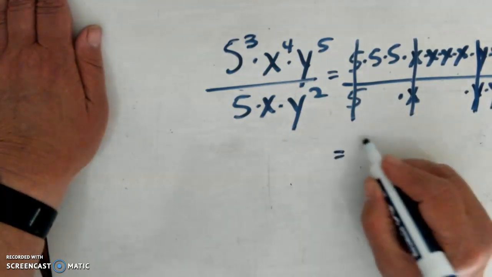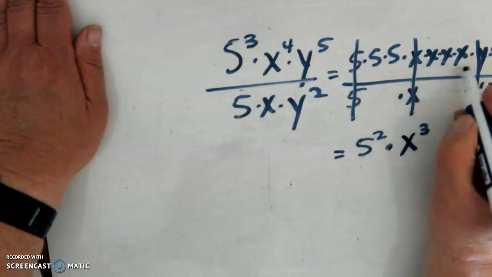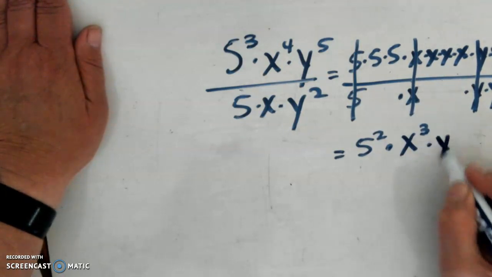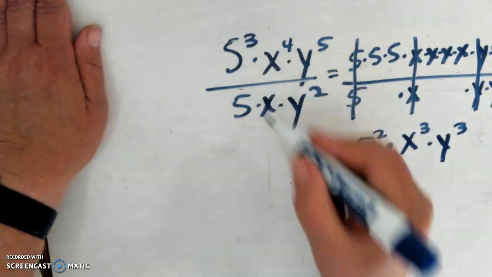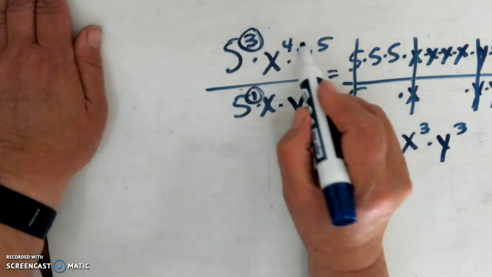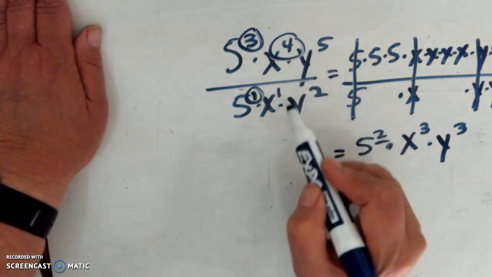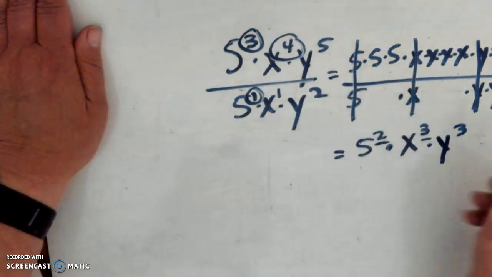So this then becomes 5 squared, because there's 2 of them, times x to the 3rd power, there's 3 being multiplied together, times y to the 3rd power. And if I look at this, well, 3 minus 1 is 2. 4 minus 1 is 3, and if there's nothing here, that's a 1 actually. And 5 minus 2 is 3.